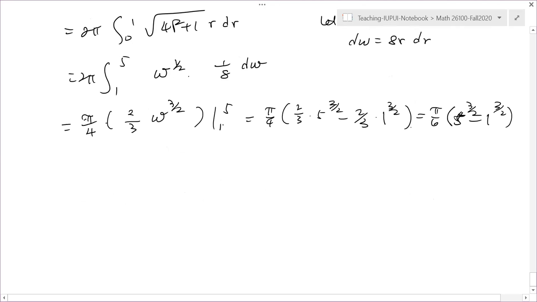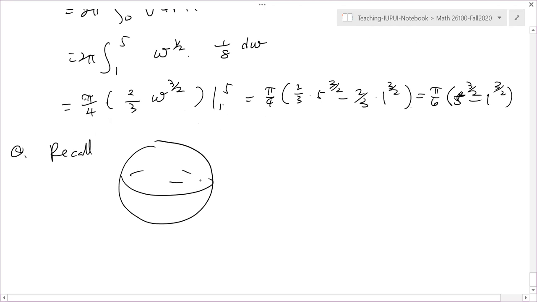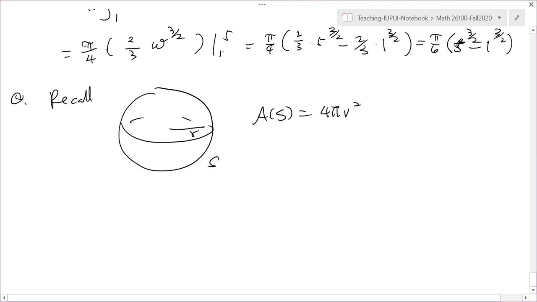Now I'm very curious about the sphere. Recall that for the sphere with radius r, in high school we already learned that the area of the sphere is 4 pi r squared. How did you get that? Now we can prove it. The question is, how do you parameterize the sphere? You can view it as a graph, but it becomes more complicated. It's better to use a spherical parameterization.